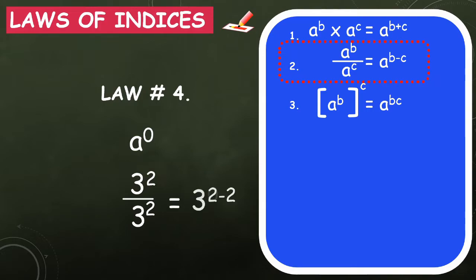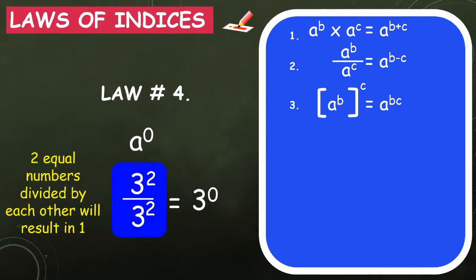We know that 3 to the power of 2 divided by 3 to the power of 2 equals 1. Two equal numbers divided by each other will result in 1. So therefore, 3 to the power of 0 equals 1. So a to the power of 0 equals 1.